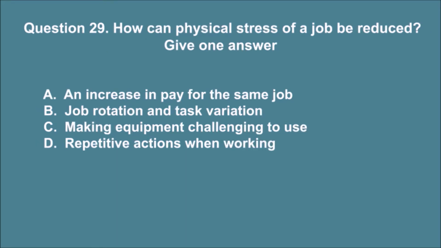Question 29. How can physical stress of a job be reduced? Give one answer. A. An increase in pay for the same job. B. Job rotation and task variation. C. Making equipment challenging to use. D. Repetitive actions when working. The correct answer is B.